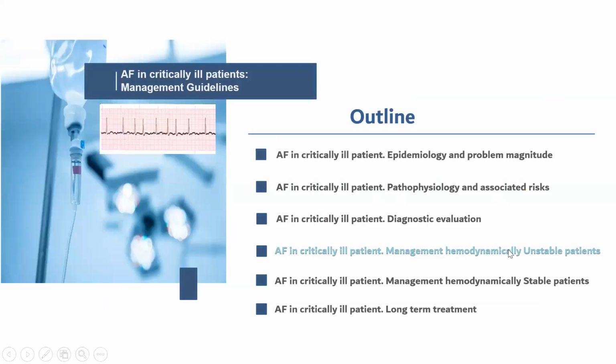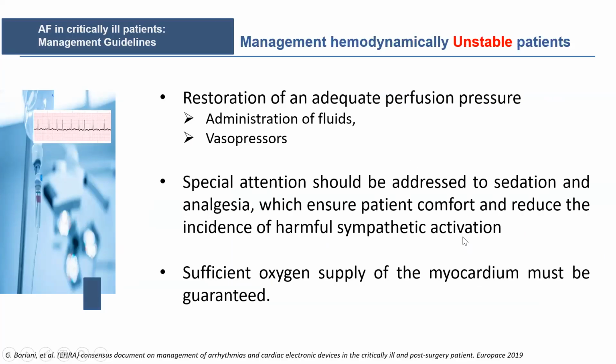How are you going to manage a hemodynamically unstable AF patient in the critical area? The most important, of course, is to restore adequate perfusion pressure of the patient by IV fluid and vasopressors, and you should also take care of this patient. You should provide adequate analgesia because the patient is in distress and pain. This will lead to more and more harmful sympathetic activation. And you also have to maintain sufficient oxygen supply to the myocardium by oxygen therapy.